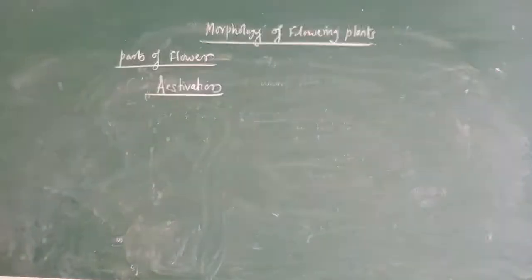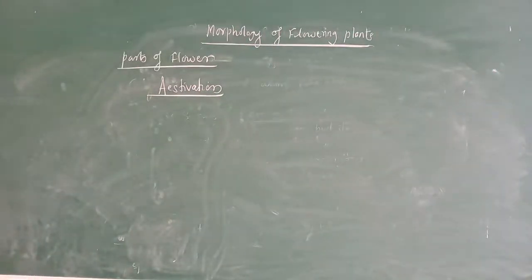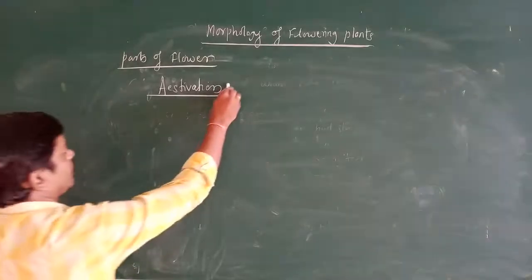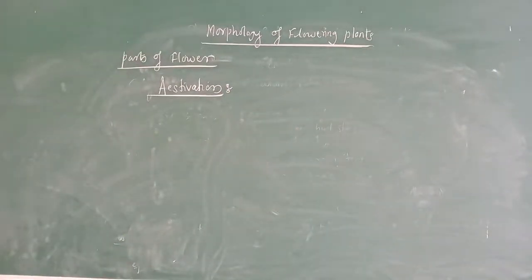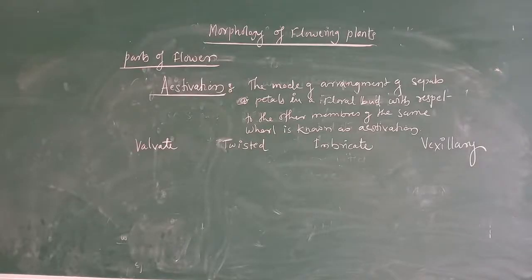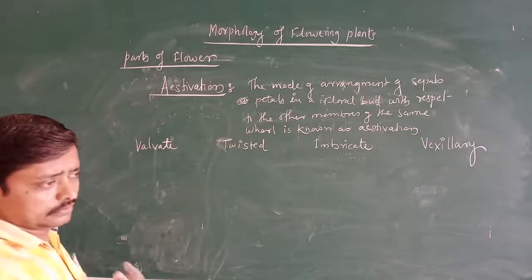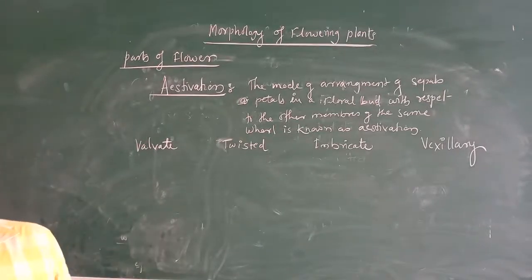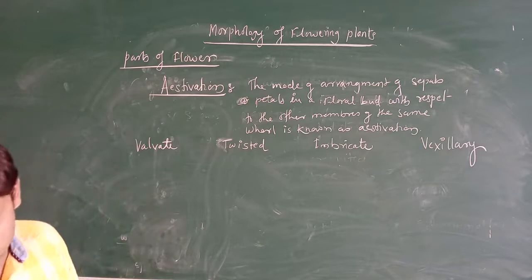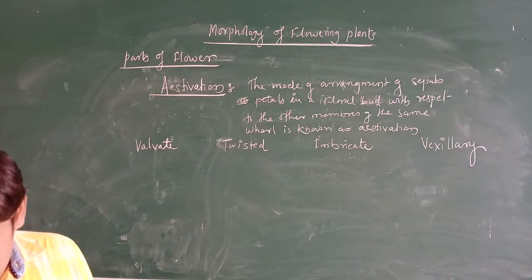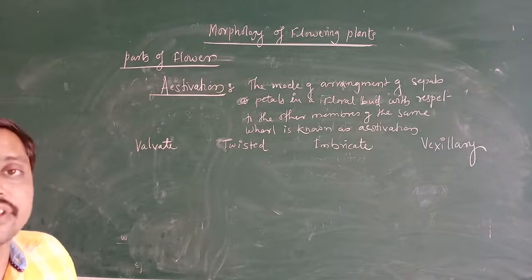Now we are going to study aestivation. After studying the parts of flower, we have now discussed two parts of flowers: one is calyx and another one is corolla. The members of the calyx are called sepals, and the members of the corolla are called petals.